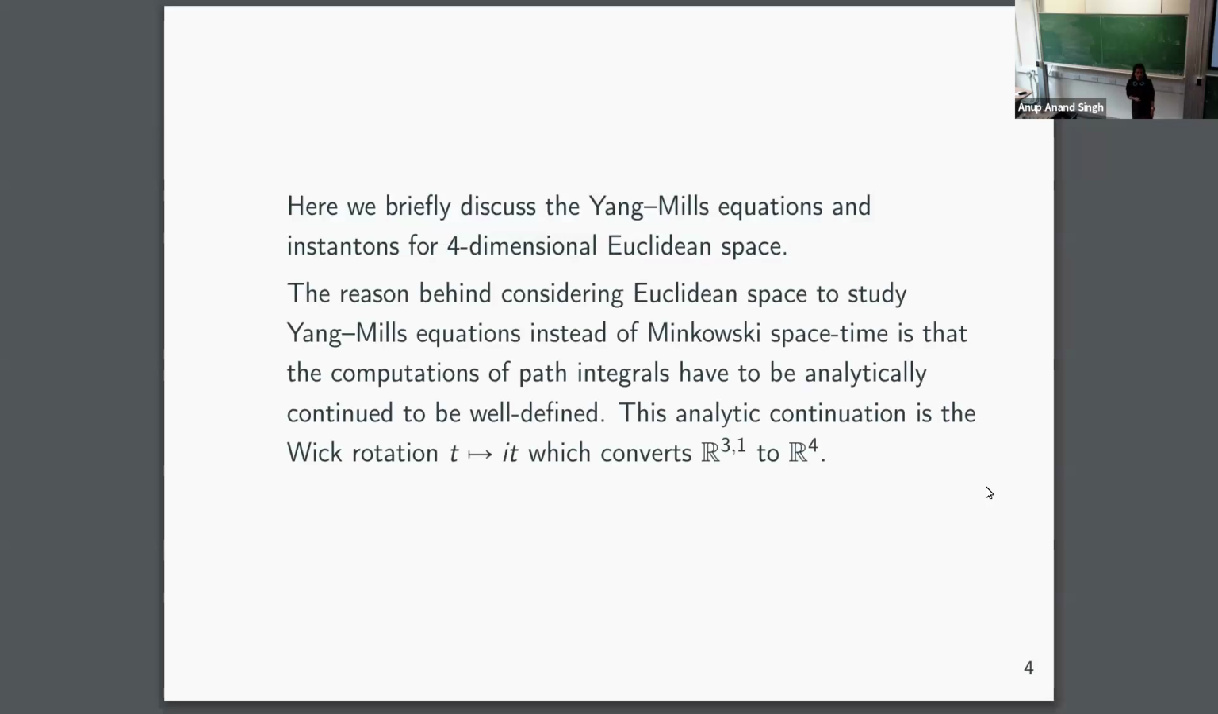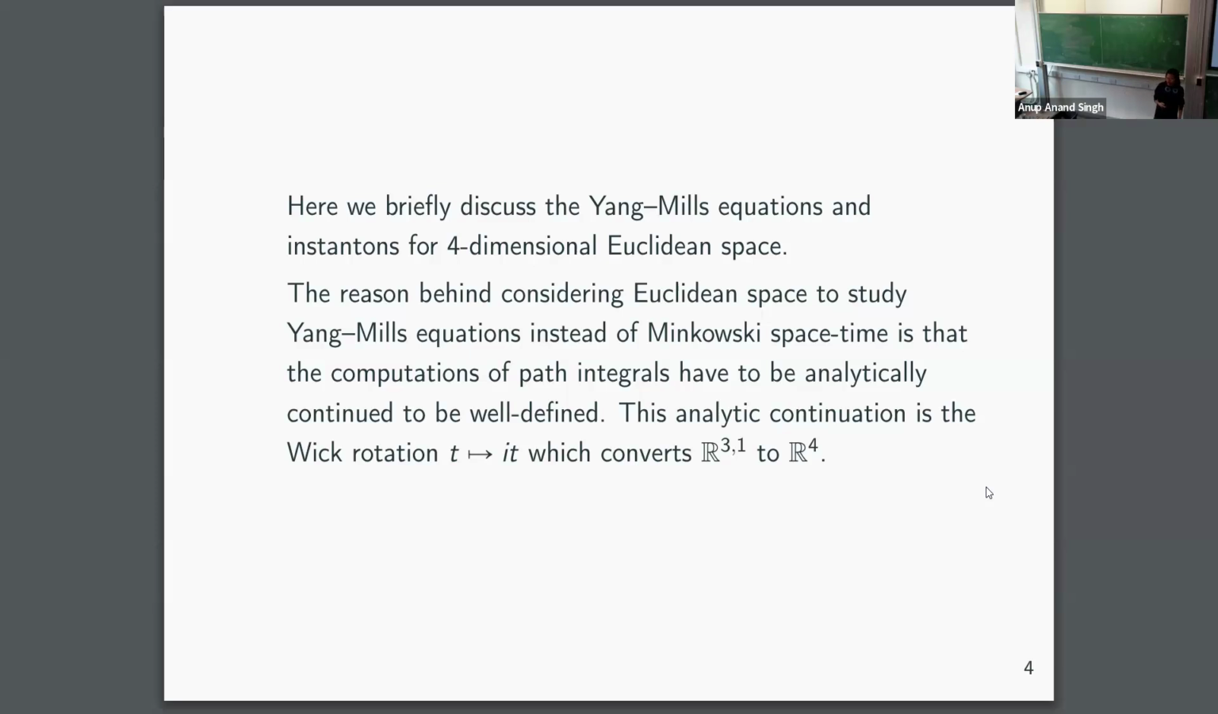So we study the Yang-Mills equations in dimension 4 with Euclidean metric. There's a reason behind considering Euclidean metric. If you want to actually compute path integrals, then for them to be well defined, you need to analytically continue. This analytic continuation is the time coordinate t going to i t, which we know as the Wick rotation, and that will transform the Minkowski space into the Euclidean space.